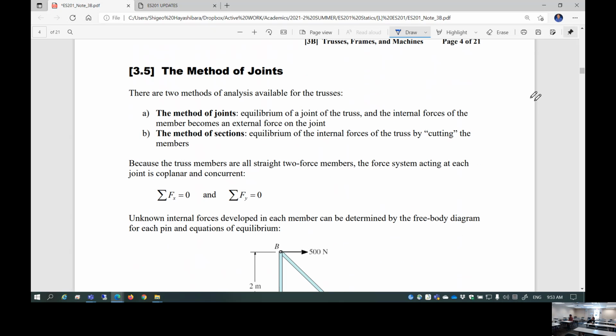All right, next page. So let's begin with the method of joints. As the name implies, you're going to take a look at one joint at a time, applying the force balance at each joint, trying to figure out what is the force developed for each member. That's called method of joints. There are 2 methods, and one is method of joints. This is equilibrium of a joint of the truss. So you're going to put your eye on each joint. Internal forces of the member become an external force on each joint.